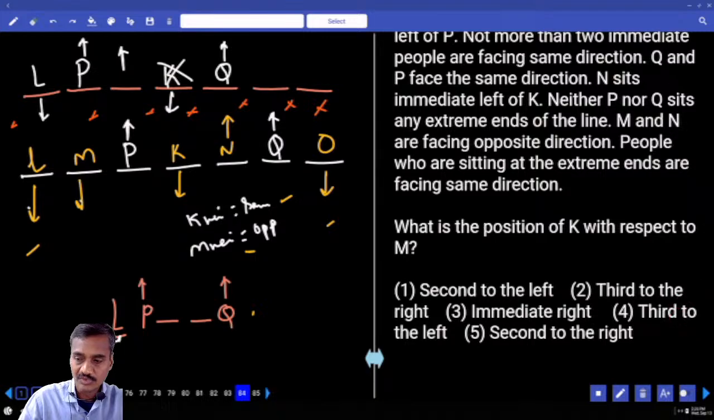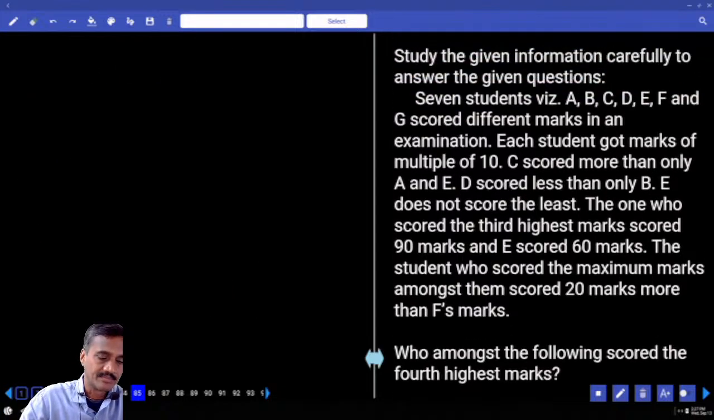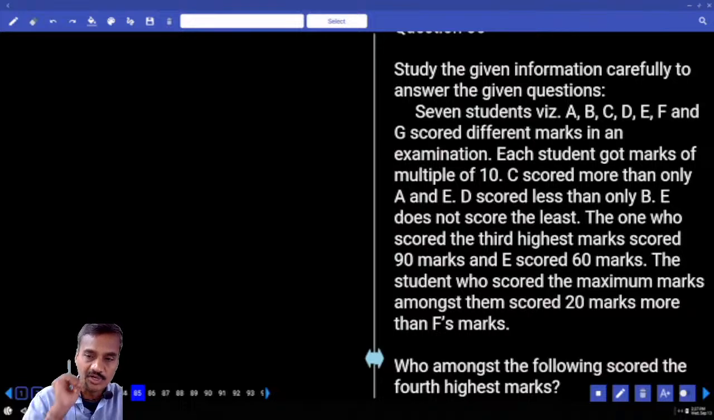Then 84, what is the position of K with respect to M? K with respect to M, second to the left. Second to the left, choice 1, question number 84. Then 85 onwards, it is based on comparisons.